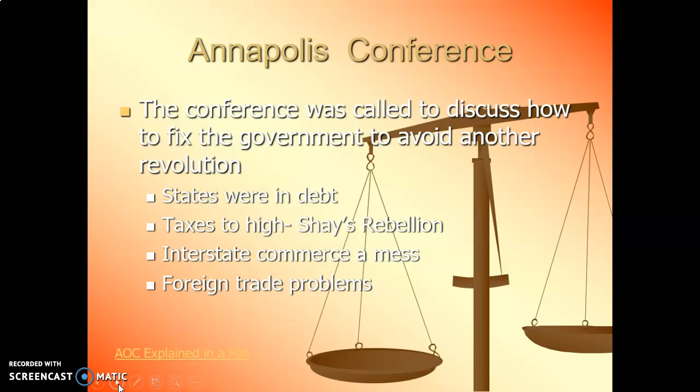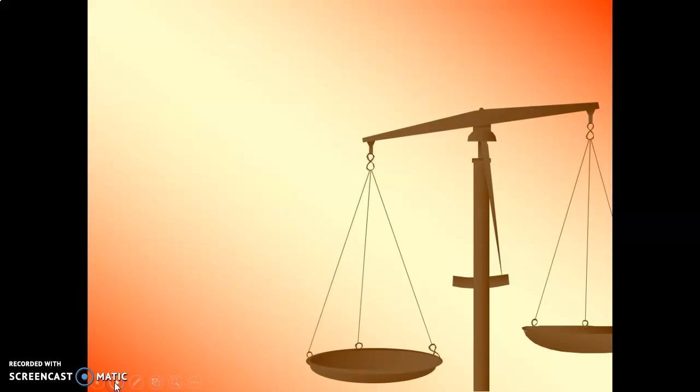So the states were deeply in debt. Taxes were too high, which led to Shays' Rebellion. Interstate commerce is a mess, simply because you had all these different currencies. You had each state taxing one another, and it just wasn't good. We had a lot of internal tariffs on states taxing one another. Foreign trade, of course, with all these different trade agreements, was very complex. So if you want to, here's a video, the Articles of Confederation explained in 1 minute.